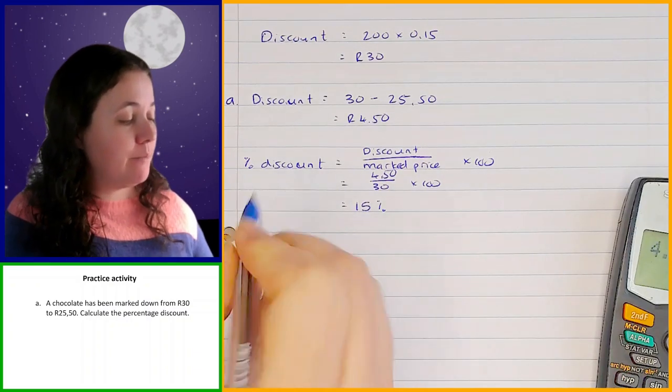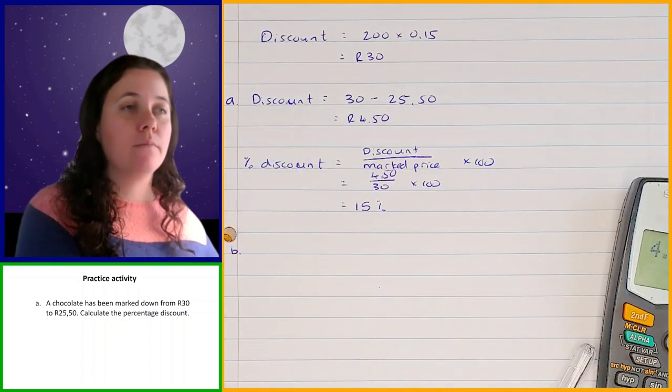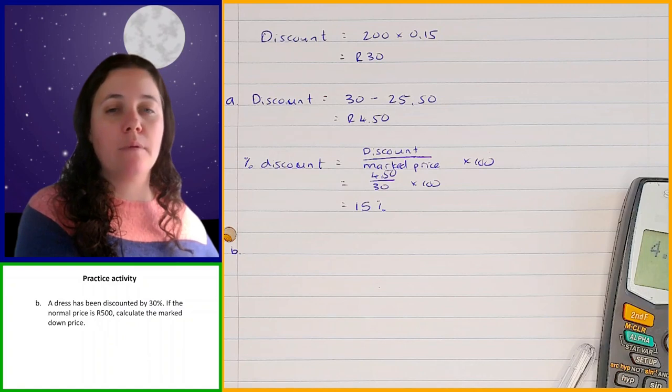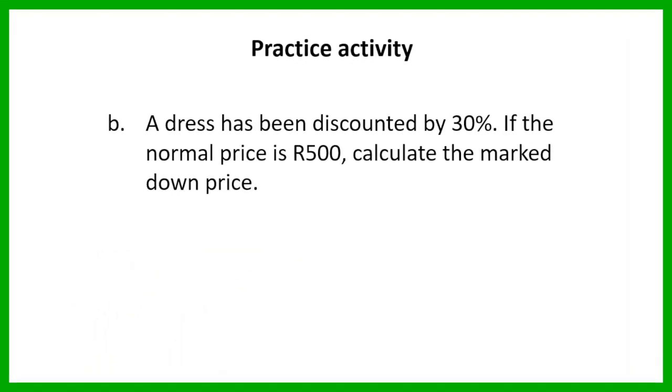Right, question B. In this question, a dress has been discounted by 30%. If the normal price is 500 Rand, calculate the marked down price. Okay, I'm going to give you 1 minute to work on this.